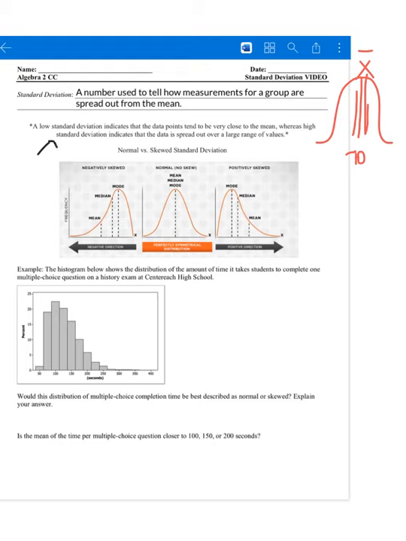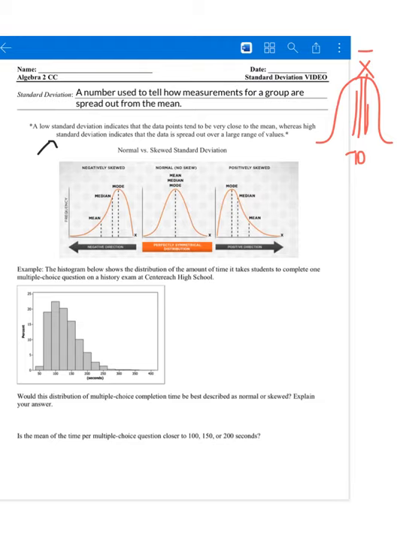A low standard deviation indicates that the data points tend to be very close to the mean. So if it's a small standard deviation, most of your data is close to the mean, whereas if you have a high standard deviation, the data is more spread out. It's a larger range. The min and the max are farther away from the average, or the mean.